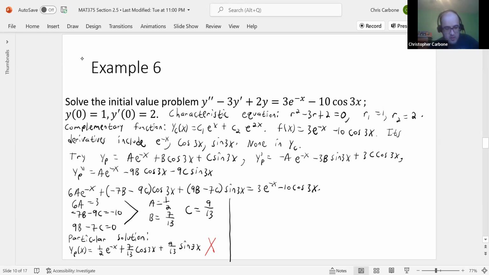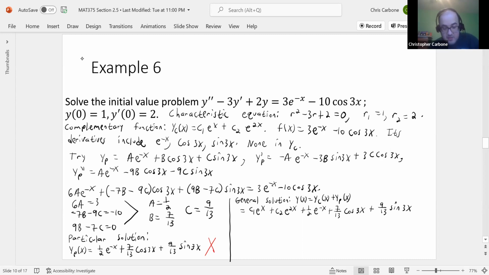So what does that mean? Well, we could look at the general solution, because we just followed exactly what we already know. This would be y of x, which is supposed to be y sub c of x plus y sub p of x. So this would be c sub 1 times e to the x, plus c sub 2 times e to the 2x, plus a half times e to the negative x, plus 7/13 times the cosine of 3x, plus 9/13 times the sine of 3x.